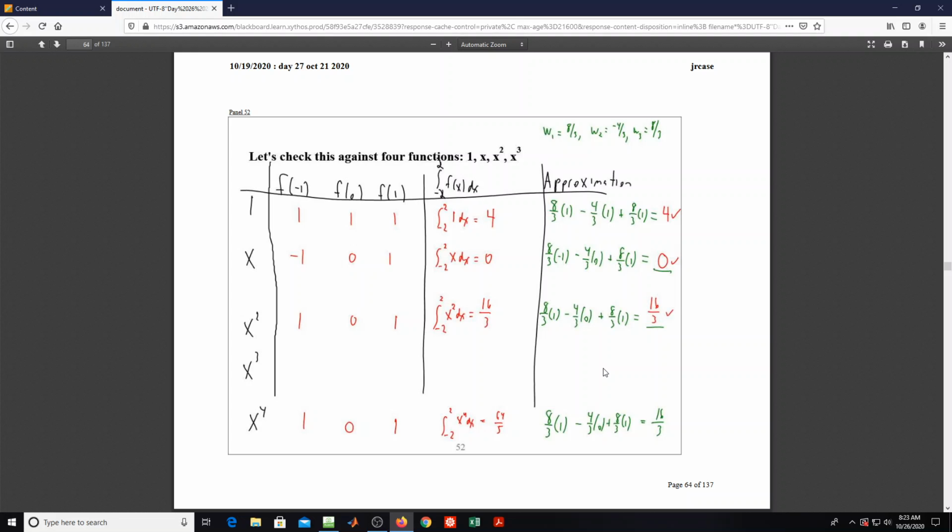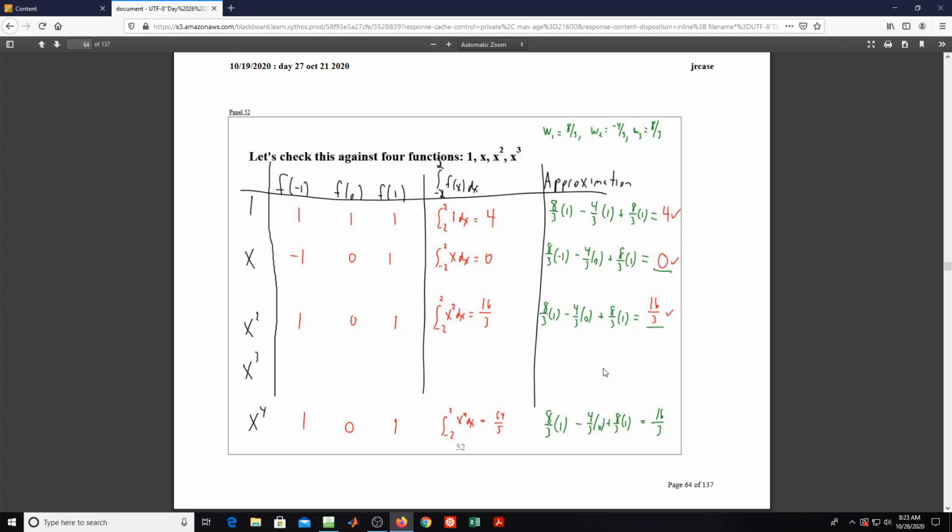Okay. Let's now try it for x squared. I put a -1 in for x squared, I get 1. Put 0 in for x squared, I get 0. Put 1 in for x squared, I get 1. If I integrate this one, I get 16/3. And if I do 8/3 times 1, negative 4/3 times 0, 8/3 times 1, I get 16/3. All right, let's try the third one. What happens if I put a -1 into x cubed? -1.